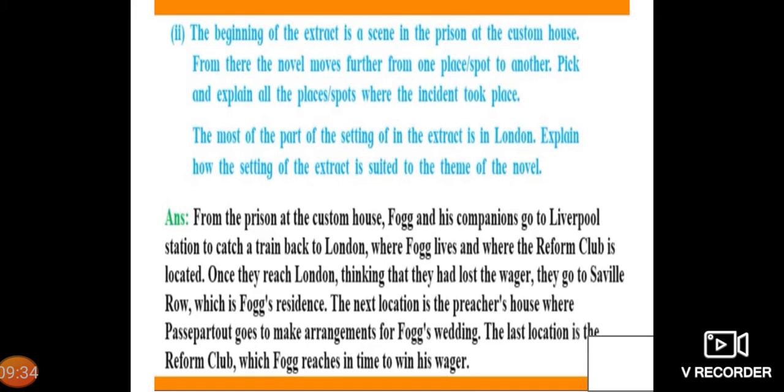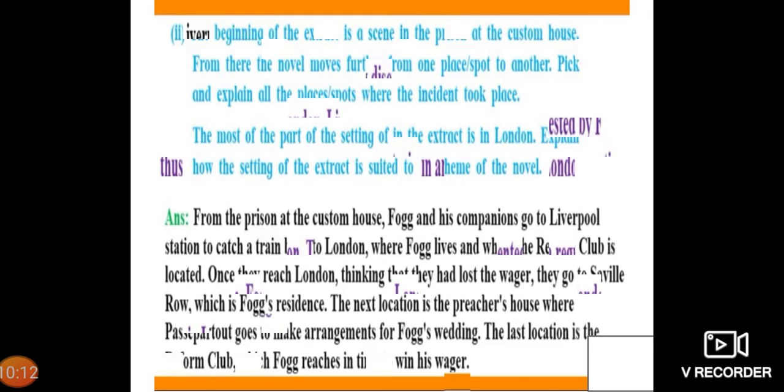So here the answer: from the prison at the custom house, Fogg and his companions go to Liverpool station to catch a train back to London, where Fogg lives and where the Reform Club is located. Once they reach London, thinking that they had lost the wager, they go to Savile Row, which is Fogg's residence. The next location is the preacher's house where Passepartout goes to make arrangements for Fogg's wedding. The last location is the Reform Club, which Fogg reaches in time to win his wager.